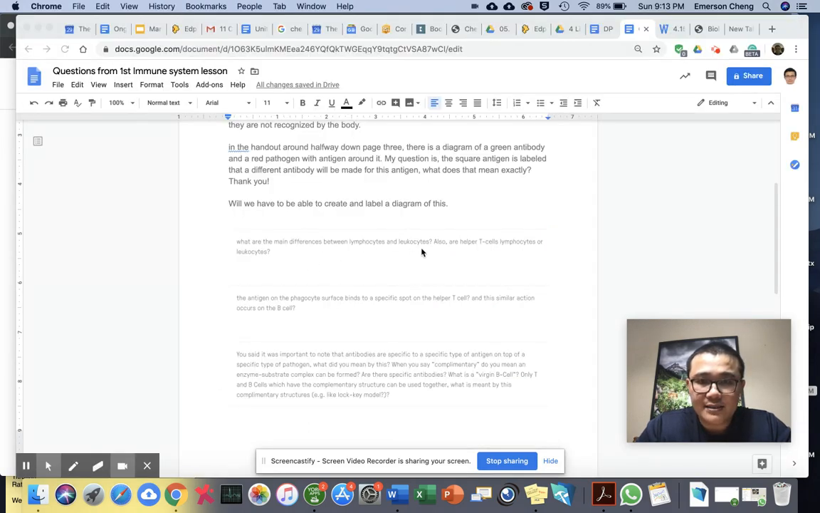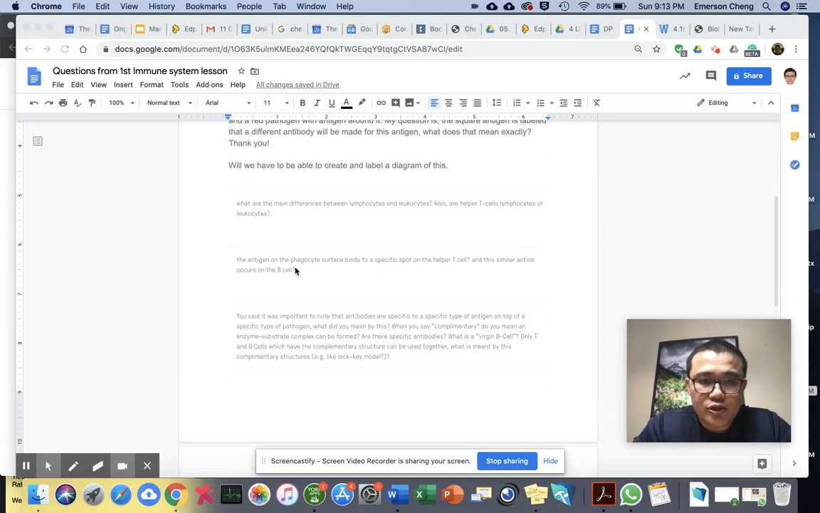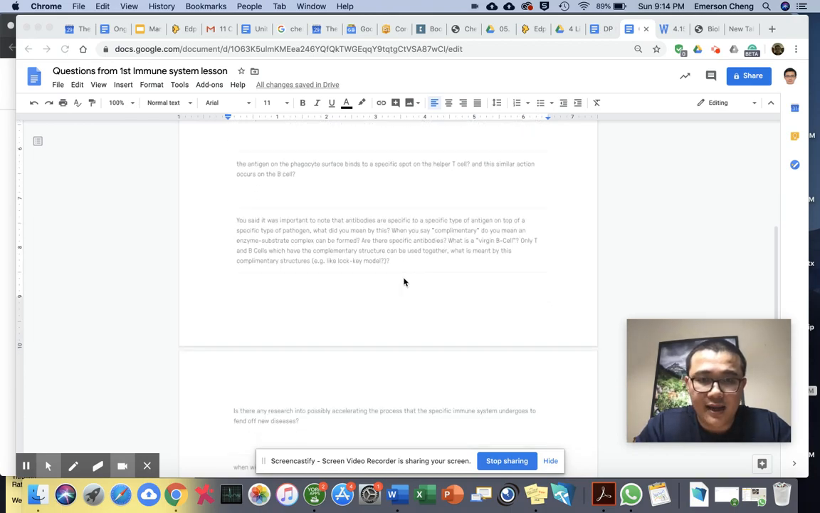Main difference between lymphocytes and leukocytes, helper T cell lymphocytes. Okay, now they're both white blood cells. Leukocytes are generally non-specific immune response. Lymphocytes are specific immune response. Helper T cells are lymphocytes. So both T cells and B cells are lymphocytes, this kind, okay? Antigen on the phagocyte surface bind to the specific response T cells. Helper T cell, this similar action occurs also. Yes, they both happen to that.